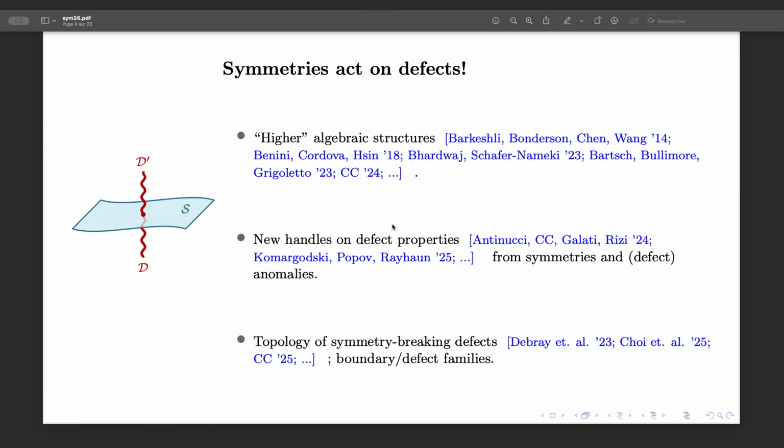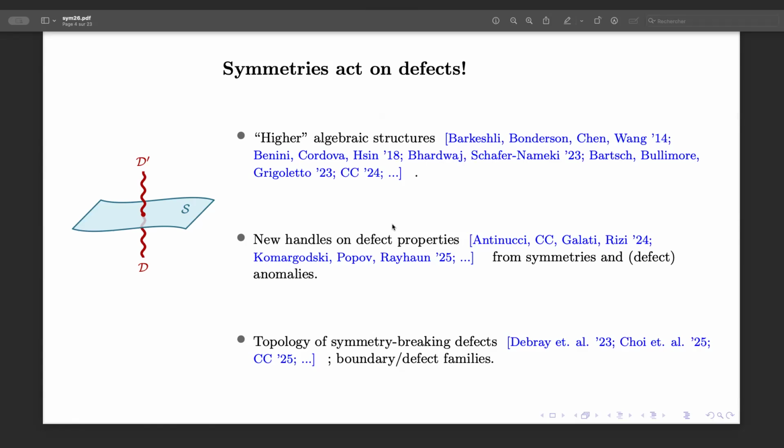I think probably the first place, maybe it's when people talked about symmetry fractionalization on the lattice, but then there were many works in the context of categorical symmetry about how this higher structure appears. And this type of representation gives you new handles on the properties of defects, for example, by studying the realization of Stokes anomalies on defects.